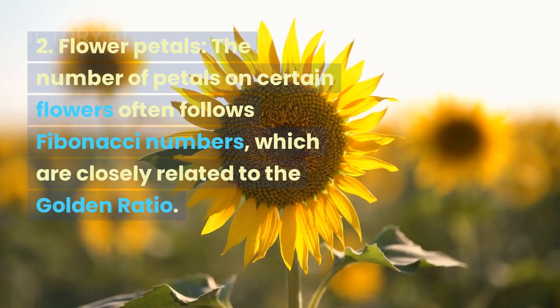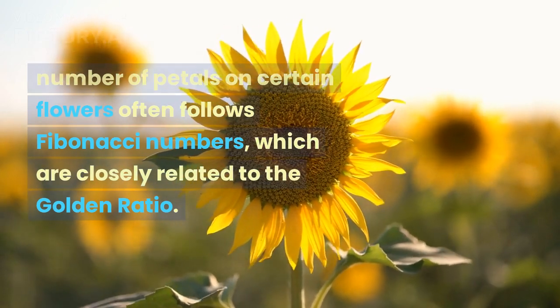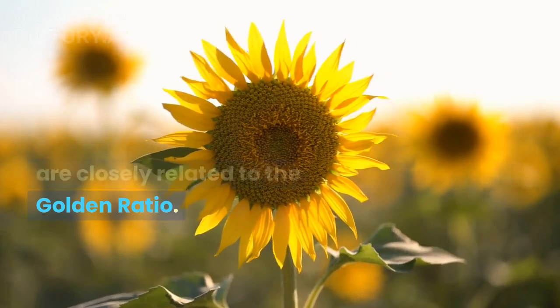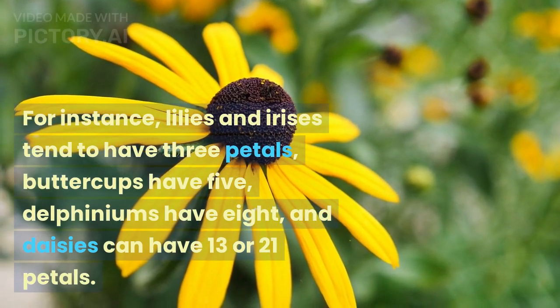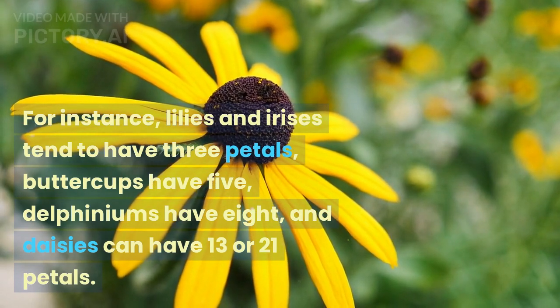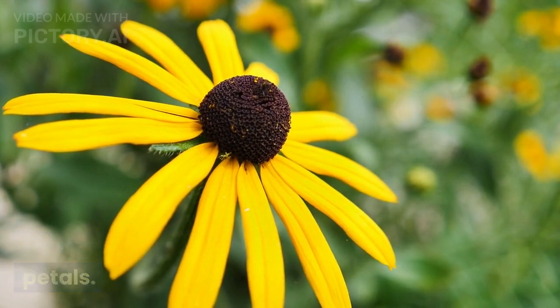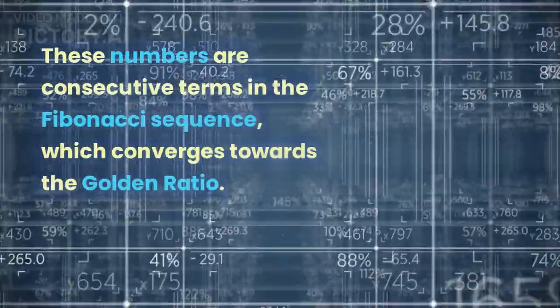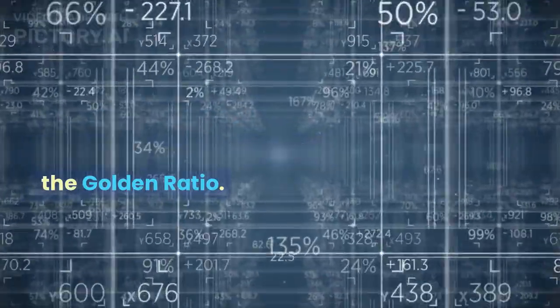2. Flower petals. The number of petals on certain flowers often follows Fibonacci numbers, which are closely related to the golden ratio. For instance, lilies and irises tend to have 3 petals, buttercups have 5, delphiniums have 8, and daisies can have 13 or 21 petals. These numbers are consecutive terms in the Fibonacci sequence, which converges towards the golden ratio.